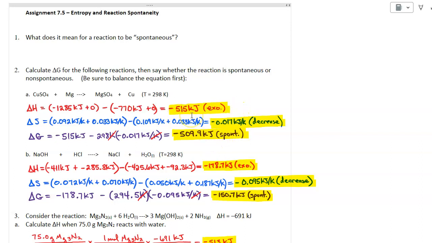So exothermic, if it's negative for delta H, I just noted increase or decrease for the delta S, but you weren't really asked to do that. If it's negative, of course, that means delta S is going down. If it's positive, it's increasing. And then the most important thing is, once you get your delta G, if it's negative, you understand that that means the reaction is in fact spontaneous. So both of these were spontaneous, at least at the temperature given, which was 298 kelvins.